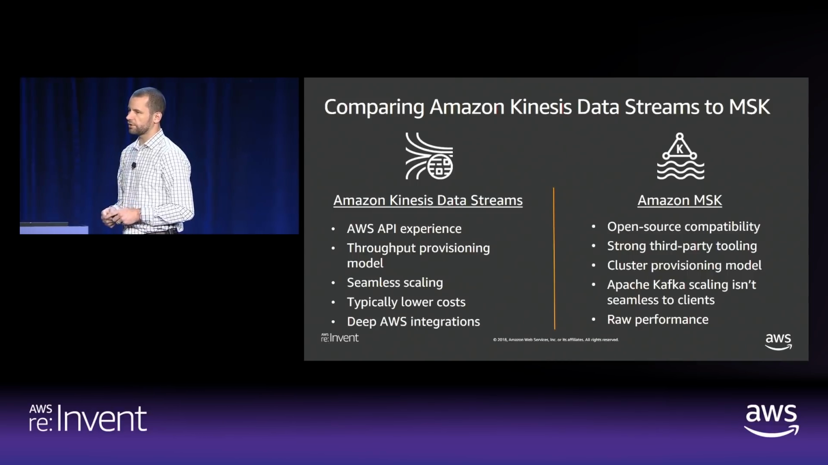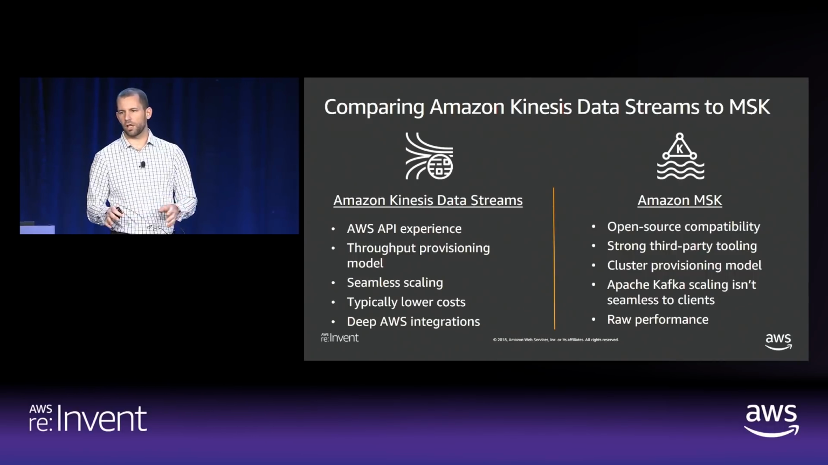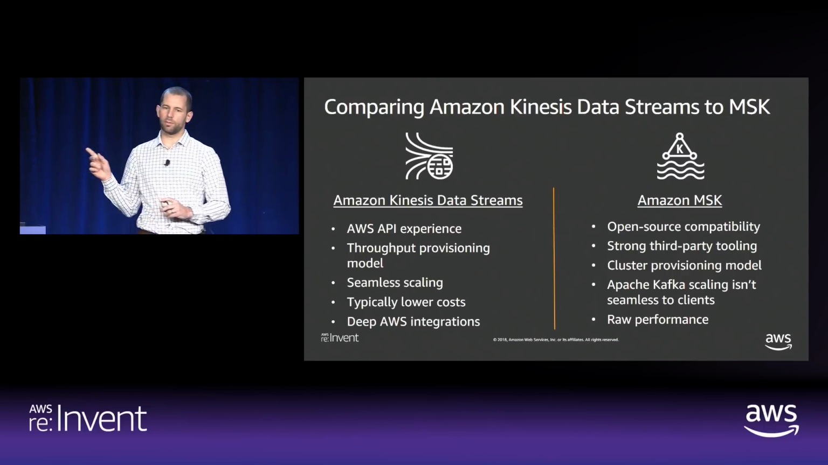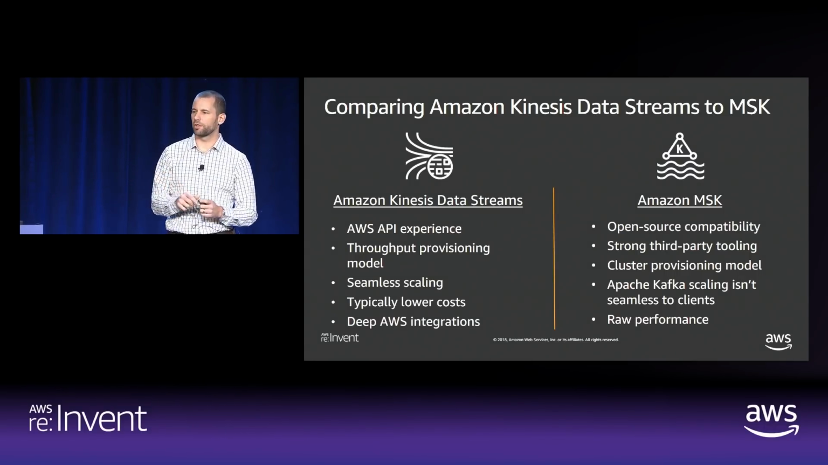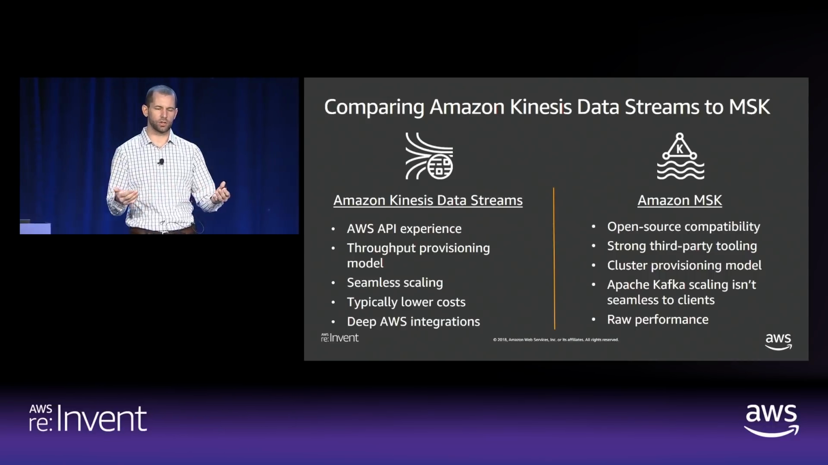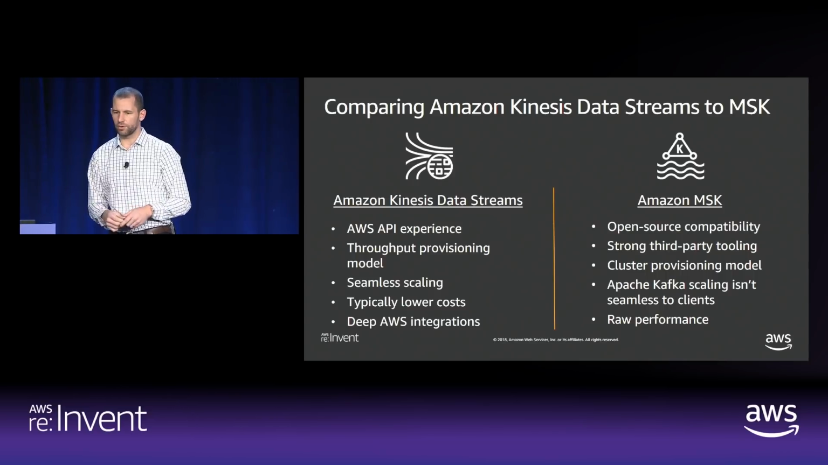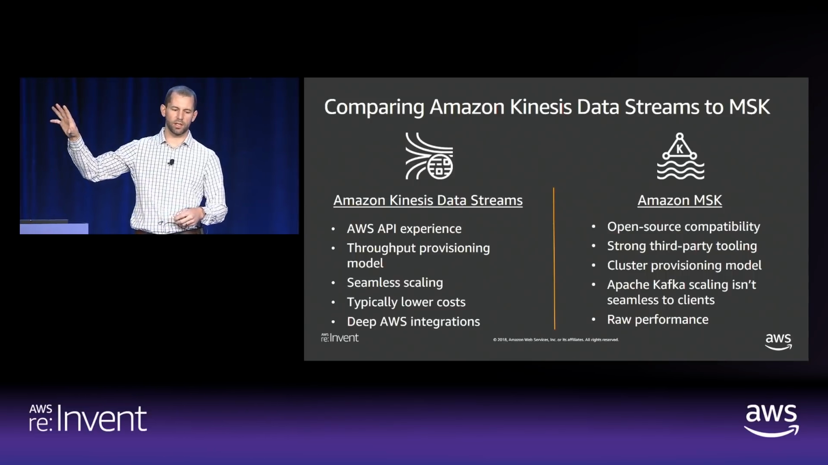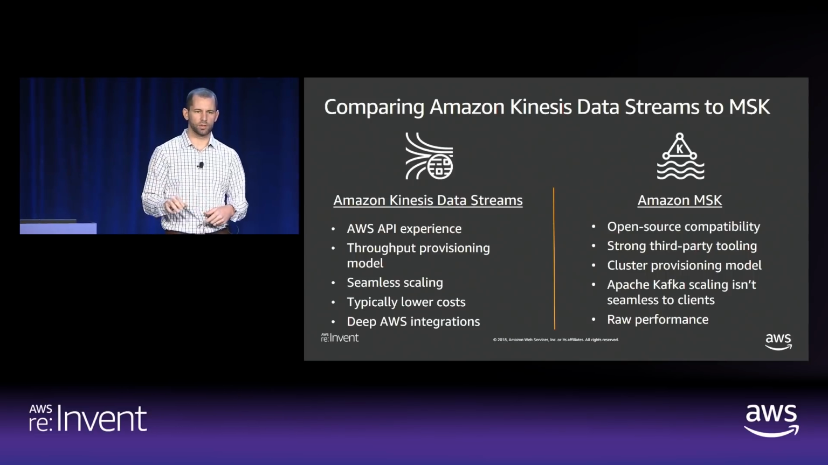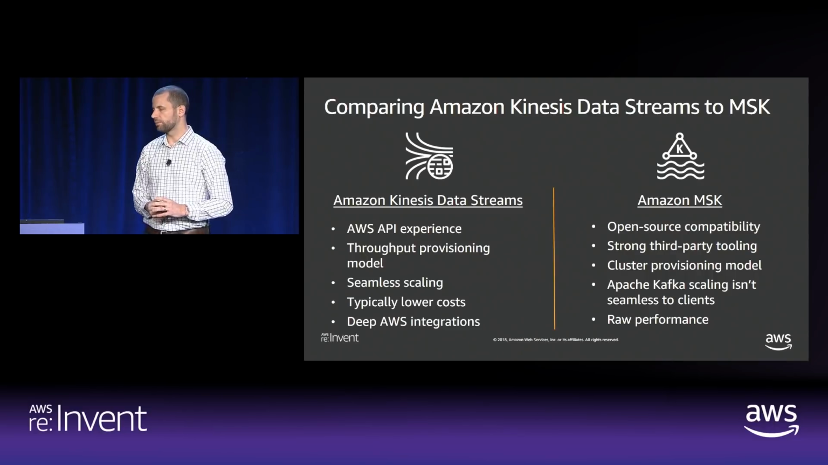So if you look at the ecosystem surrounding Kafka, it is vast and very deep. Kafka has a cluster provisioning model. So, Amazon MSK has a cluster provisioning model. If you compare that to Kinesis with the shard-based model, it has its differences. You're provisioning larger blocks of capacity up front, which can lead to some over-provisioning. Scaling isn't seamless to clients as much as you'd like it to be.